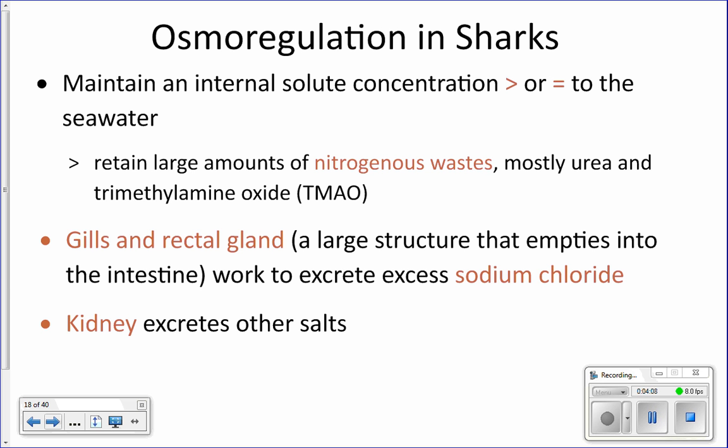Okay. So they're able to maintain those nitrogenous wastes and have an equal or greater than salt balance. They can also retain another type of nitrogenous waste, called TMAO, or trimethylamine oxide. But you mostly just need to know urea. All right? Having that urea in the muscle tissue can actually make shark meat not taste as good.